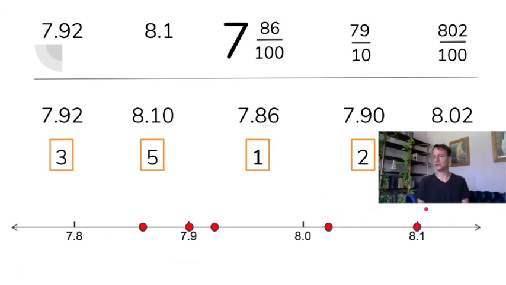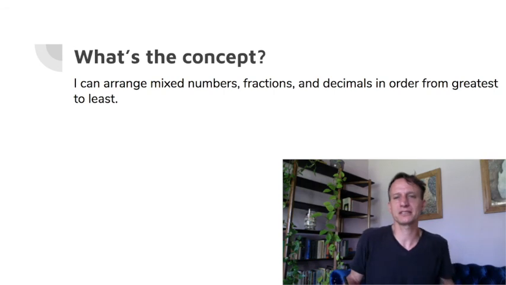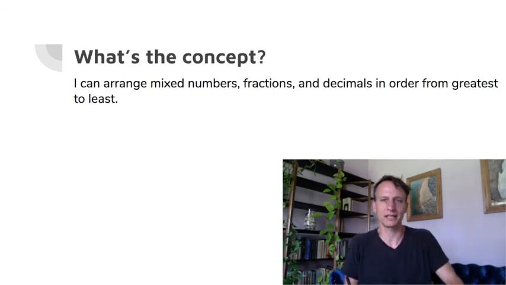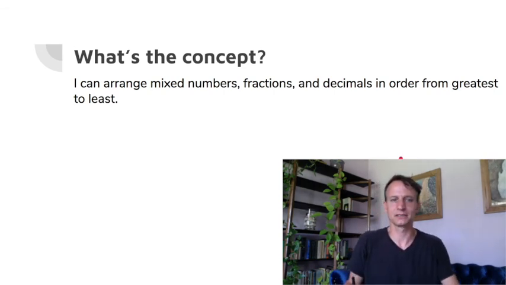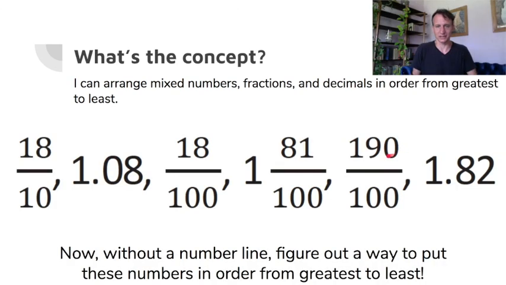All right, we see how it looks on a number line. And keep in mind, you will be doing this on your own shortly, so I hope you're getting this. If not, rewind. All right, now we're going to take some mixed numbers, fractions, and decimals and put them in order from greatest to least. Let's take a look here. Oh my goodness. Now, to do this without a number line, we're just going to look at these 6 numbers and find a way to put them in order from greatest to least.